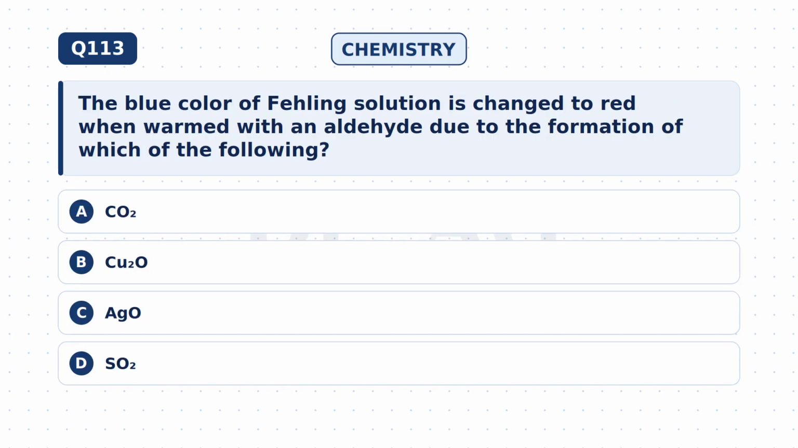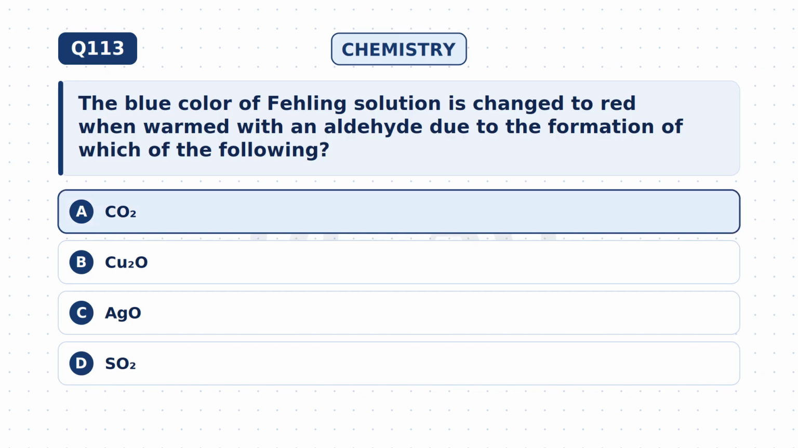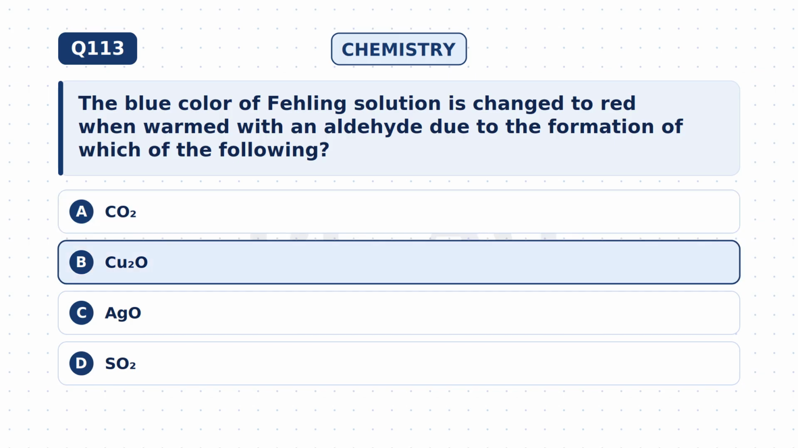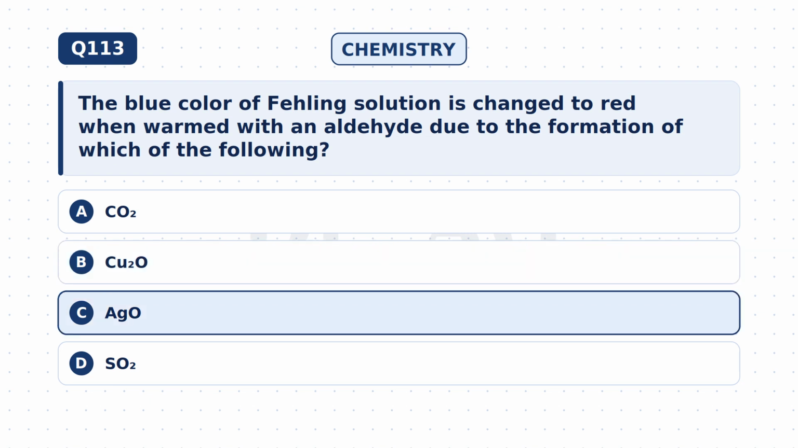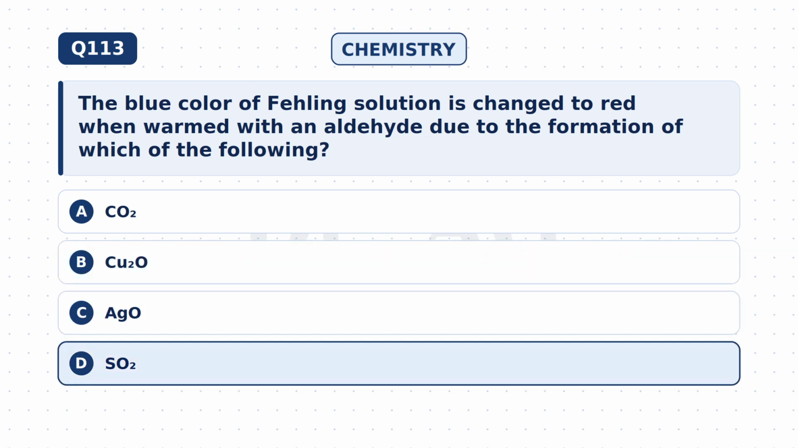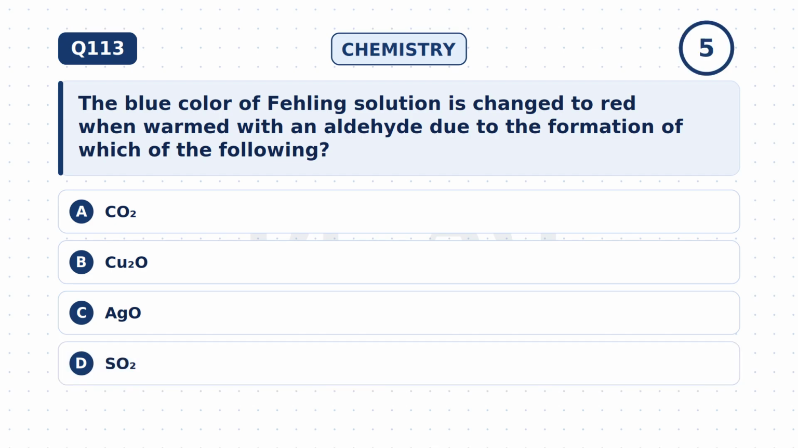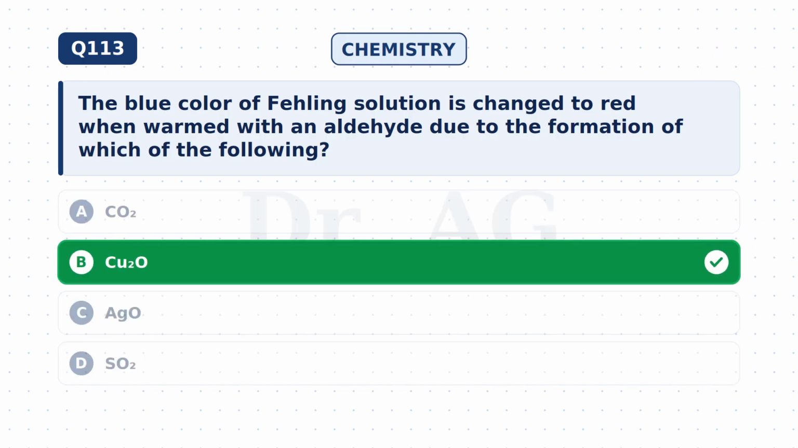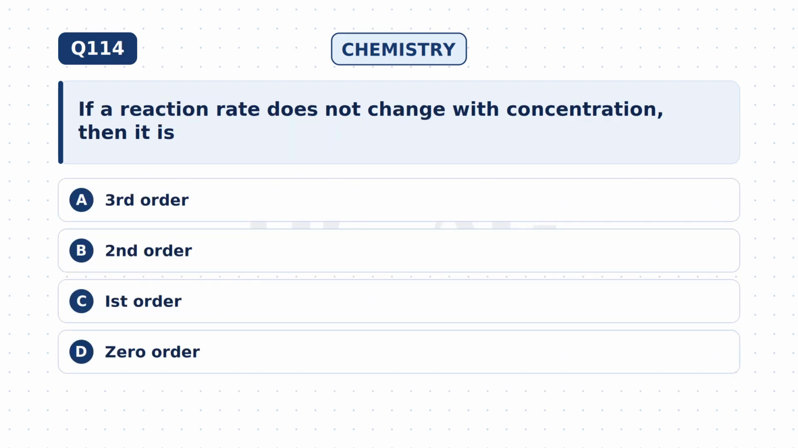Question 113. The blue color of Fehling solution is changed to red when warmed with an aldehyde due to the formation of which of the following? Option A, carbon dioxide. Option B, cuprous oxide. Option C, silver oxide. Option D, sulfur dioxide. The correct answer is B. Cuprous oxide.